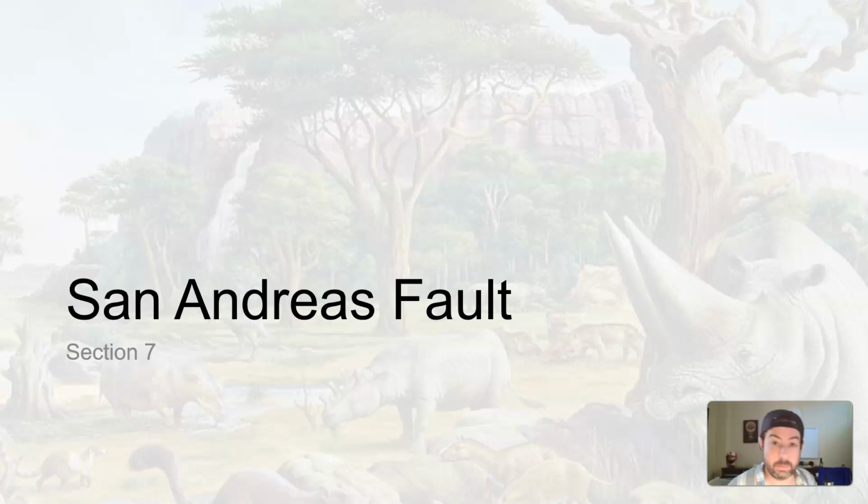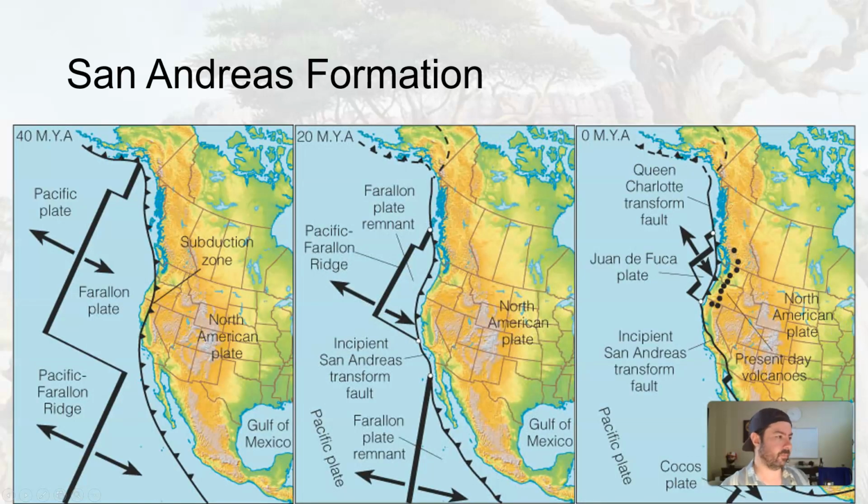Welcome back. Let's talk about the San Andreas Fault. It's a famous fault line along a transform boundary, with a side-by-side grinding motion, that we now know and love in California. It's the cause of a great number of the earthquakes that occur in California. But how did it get there? And also, why is it important?